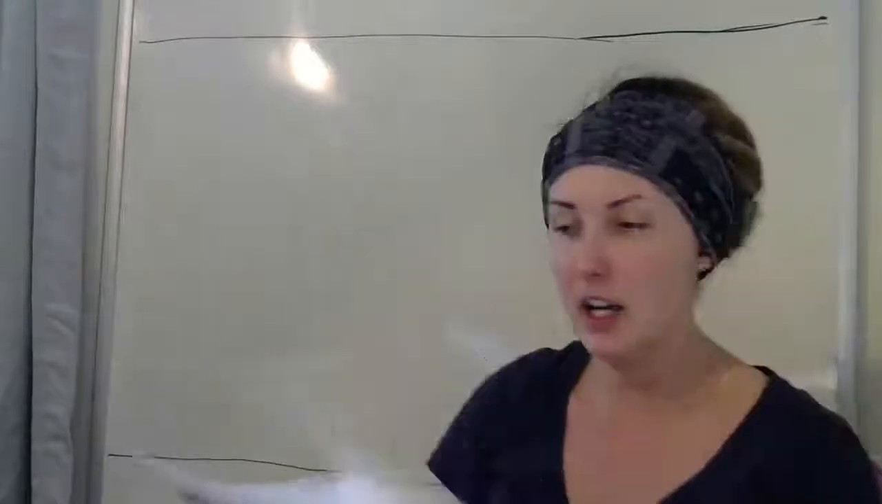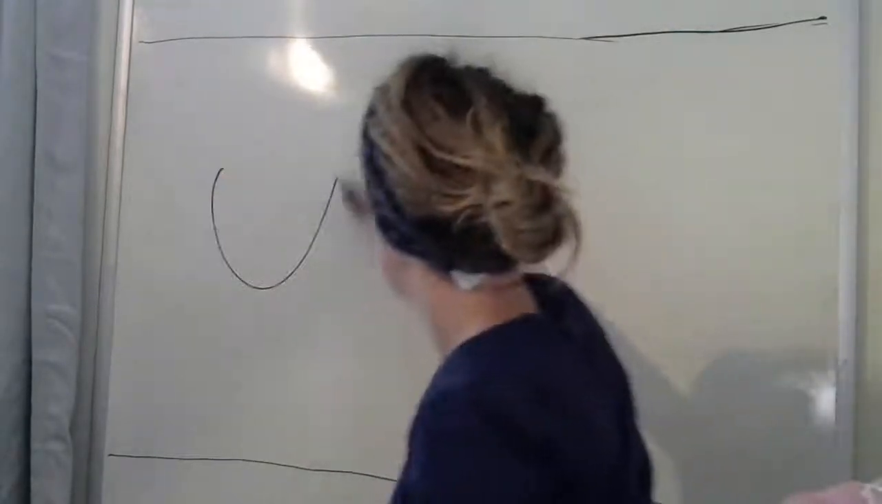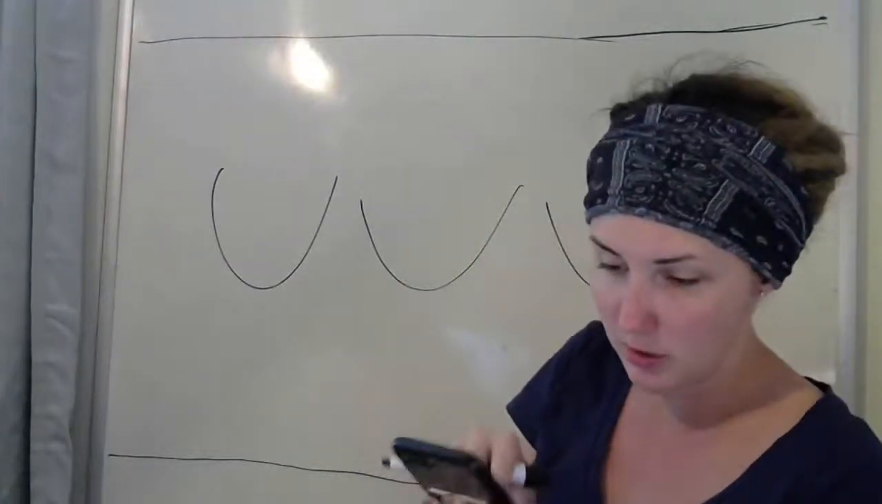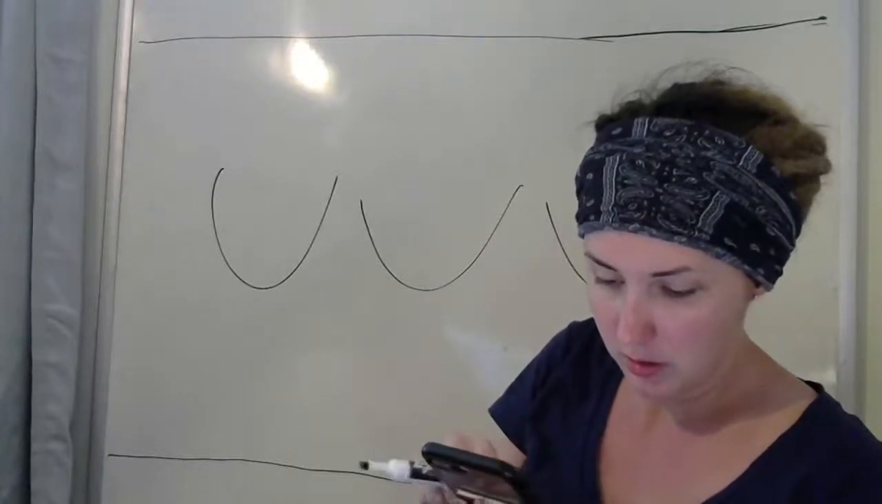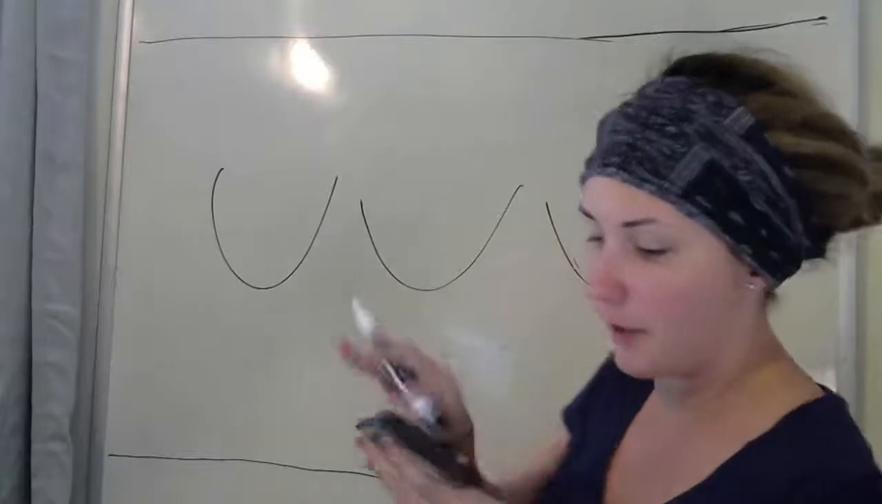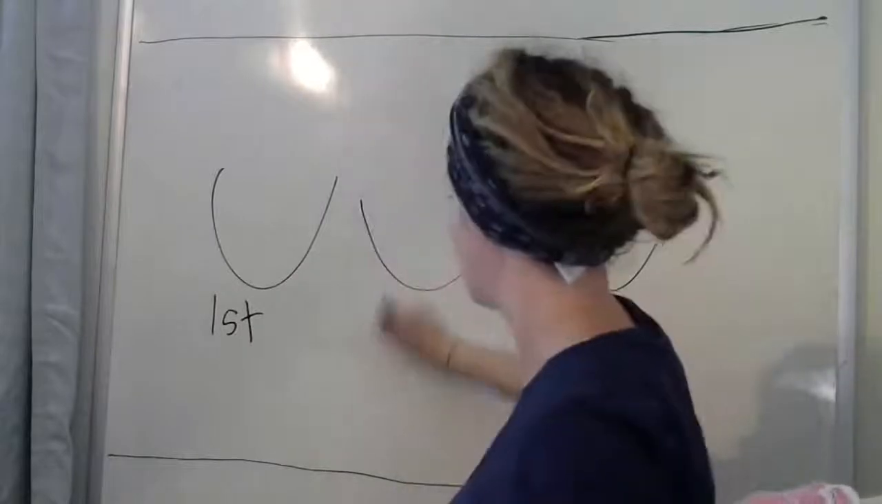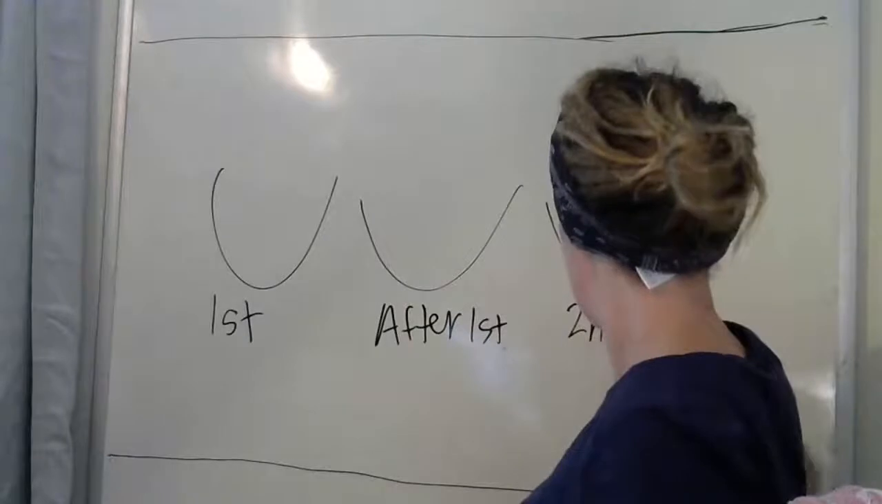So the next thing we're going to look at is the Rh system. And I'm going to go ahead and pull up a little picture that I had for this. I put it on the printables on the website, but basically this is the mom's belly in different stages. This is the first pregnancy, this is after the first, and this is the second pregnancy.